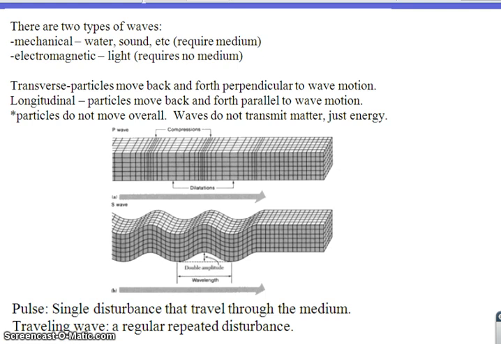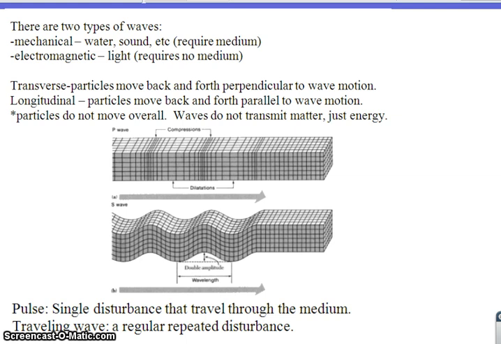Okay? When you're dealing with mechanical waves, there are two different types of mechanical waves. You can have transverse waves, where particles move back and forth perpendicular to the way the wave moves. And then there are longitudinal waves, where the particles move back and forth parallel to the wave motion.